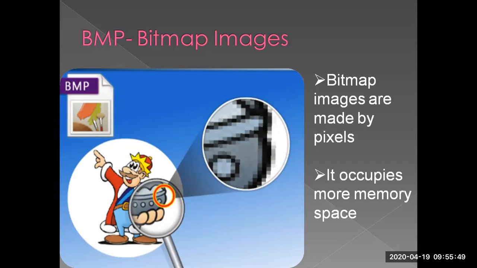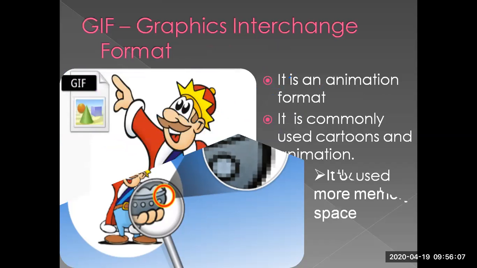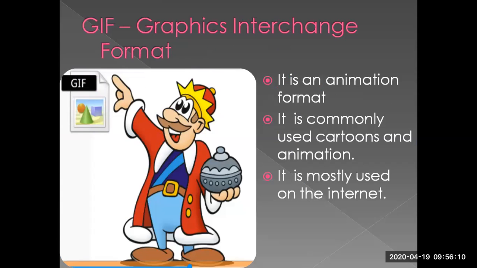BMP. BMP is bitmap image. So it is made by pixels, right? And pixels are the small squares. It occupies more space. Next image format is GIF, Graphics Interchange Format. It is an animation format. It is commonly used in cartoons and animation. It is mostly used on the internet.